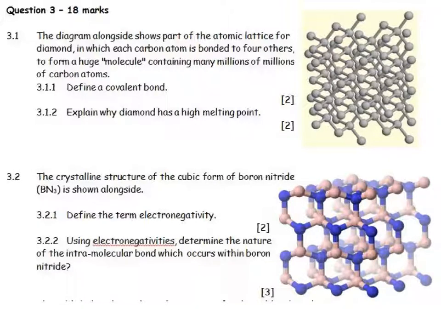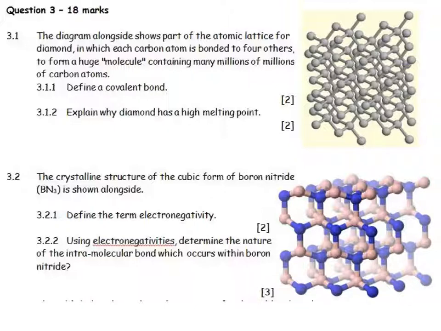I've got a diagram here which shows part of an atomic lattice of a diamond. In a diamond, every single atom is bonded to every other atom. It forms a huge molecule. In other words, it's a covalent bond every single time. So these are sharing electrons. It's very, very strong. And there are millions and millions of carbon atoms.